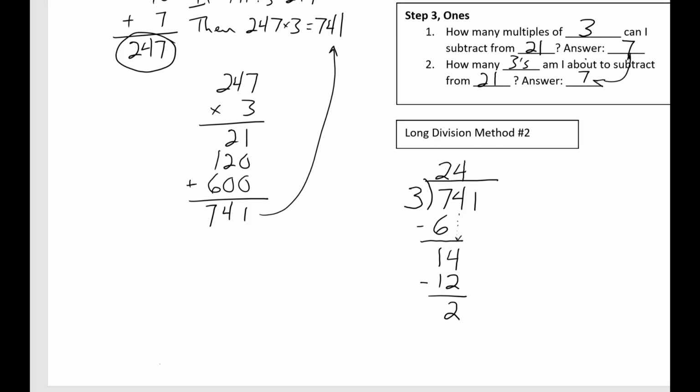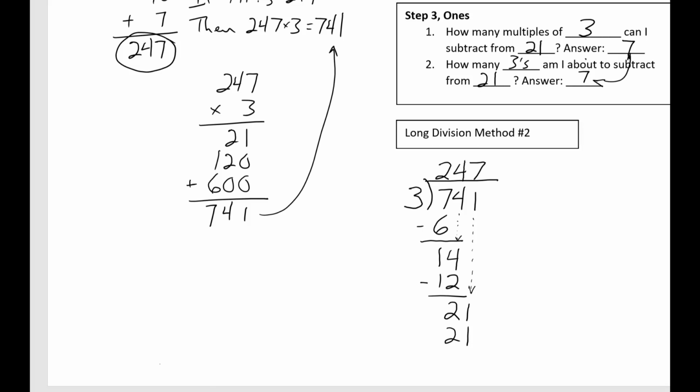Now again I do my bringing down step. I bring down my last digit, this time from the ones column. And now I'm ready for my third and final step, and I ask, how many times will it divide into 21? And the answer is 3 will divide into 21 7 times, because 7 times 3 is 21.